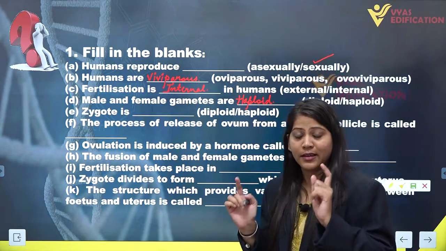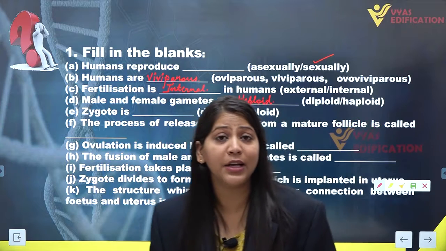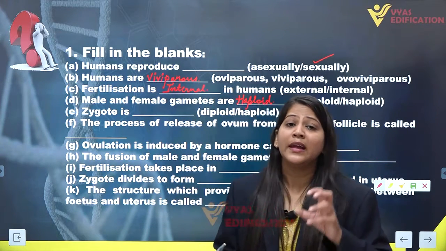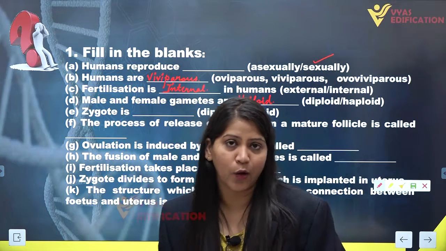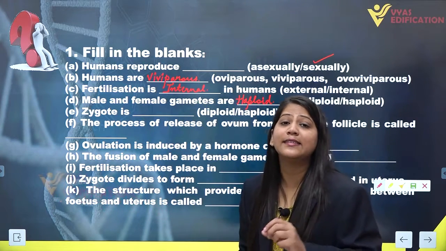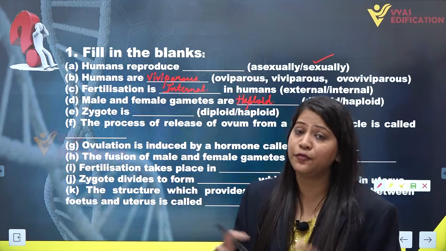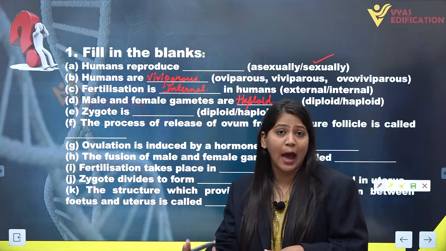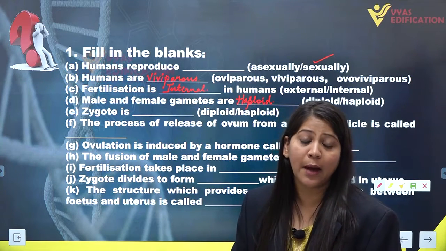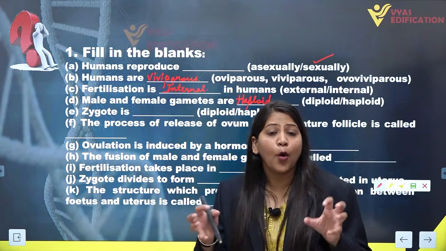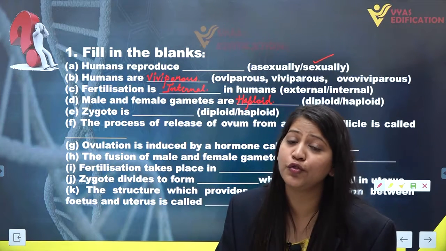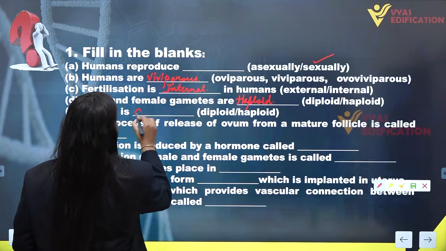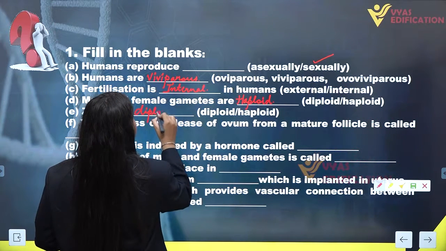Next we have: zygote is diploid or haploid. We know that the male gamete and female gamete, when fused together, form a unicellular structure. That unicellular structure is known as zygote, and zygote is diploid in nature because it is formed of a fusion of two gametes, that is male gamete and female gamete. Both haploid gametes, when fused together, form a diploid zygote. So the zygote is actually diploid.